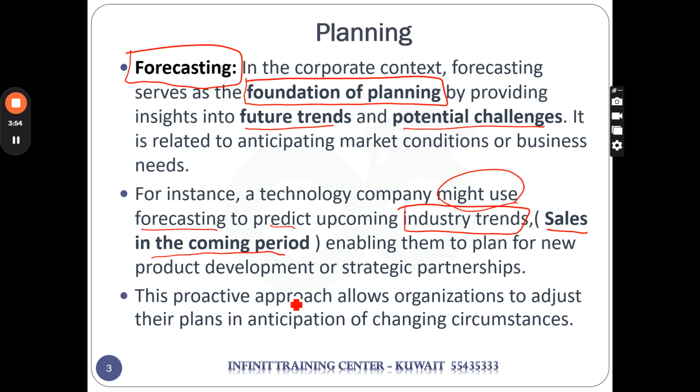So this proactive approach allows organizations to adjust their plans. When you have forecasted figures, based on those figures, maybe you can adjust your plan based on the forecasted circumstances which may change or which may not change. So based on that, you can adjust your plans.